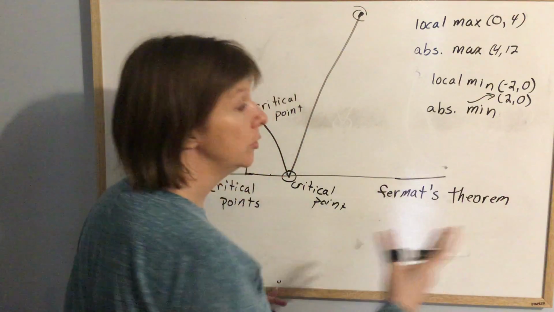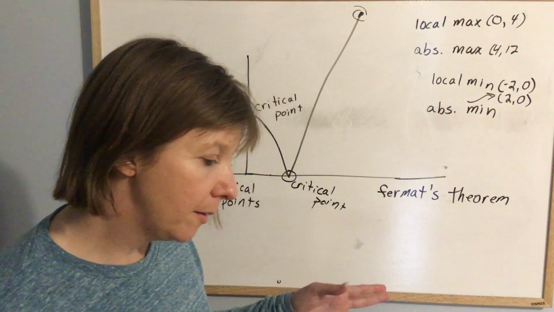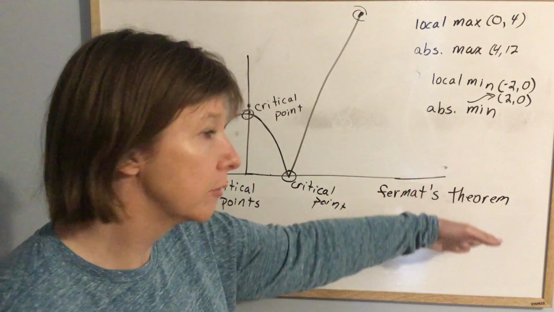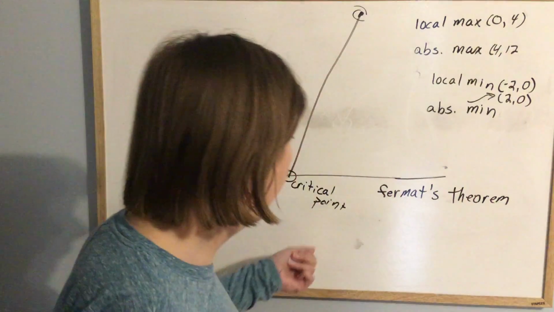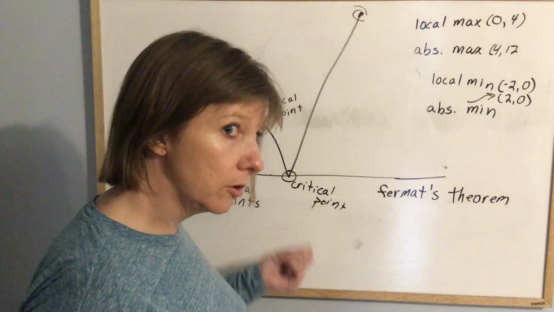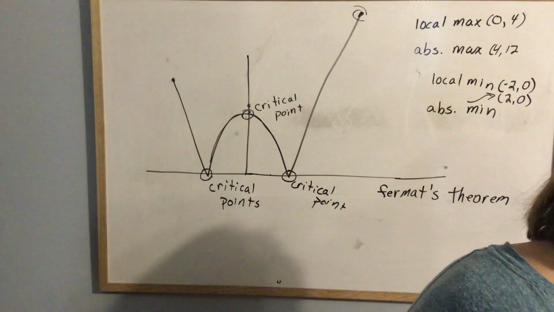It's so universally known that it's a theorem. All right, don't worry about that. If you ever hear the term Fermat's theorem, you know it, okay? You do know it. It is just that critical points create local maximums and local minimums. That's all that is. All right.